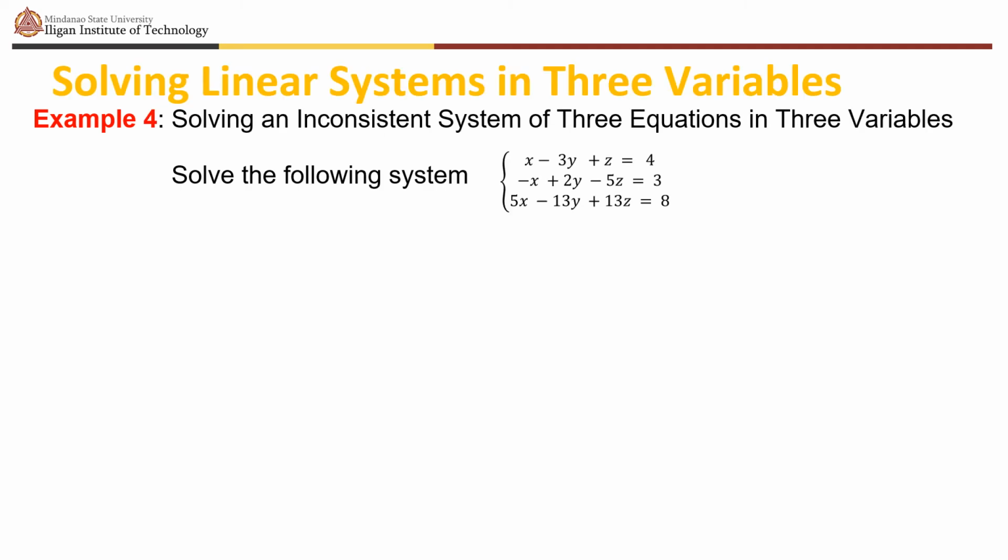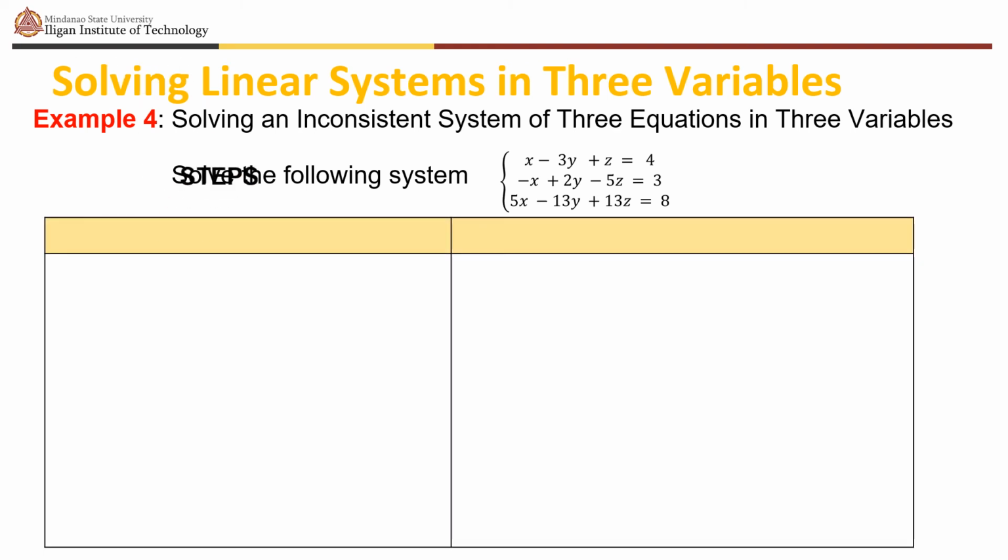Now we have another example, which is solving an inconsistent system of three equations in three variables. You're asked to solve the following system: x minus 3y plus z is equal to 4, minus x plus 2y minus 5z is equal to 3, 5x minus 13y plus 13z is equal to 8. Here are the steps and the solution.